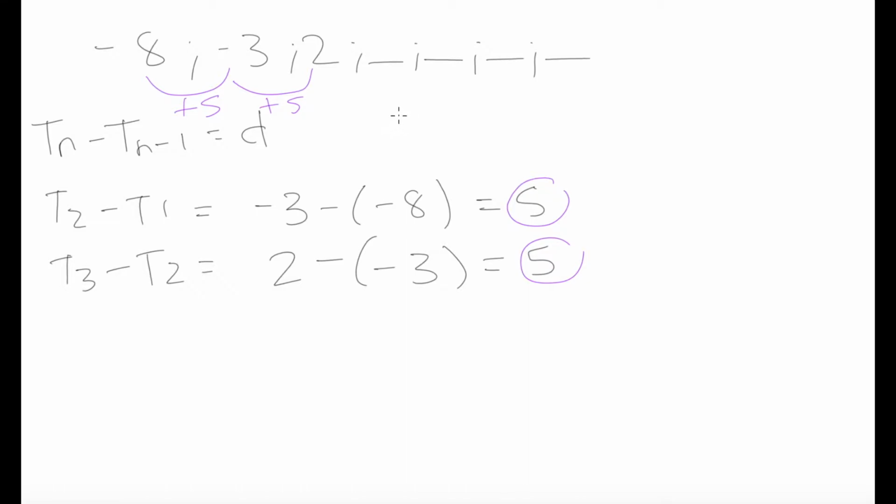And so we can pretty easily figure out our next 4 terms just by adding 5 to each of the terms that we get. So let's add 5 to 2. 2 plus 5 is going to be equal to 7. 7 plus 5 is going to be equal to 12. 12 plus 5 is equal to 17. And 17 plus 5 is equal to 22. And so just by finding our common difference, we can easily list the next few terms of the sequence here.